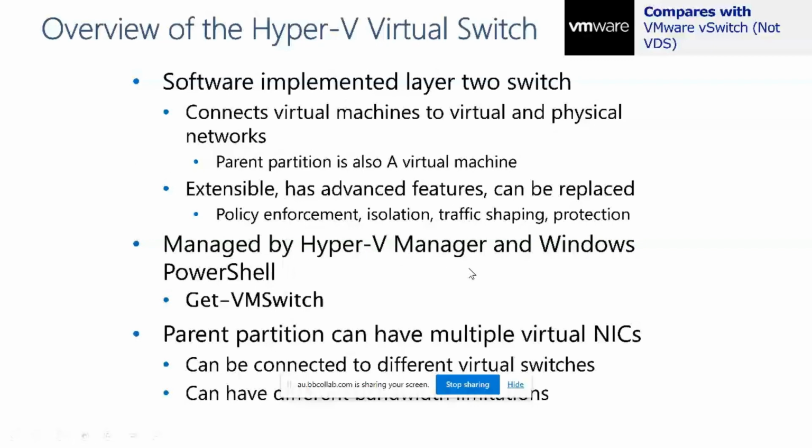It's managed by the Hyper-V Manager software. So that's the graphical user interface, or you can use the PowerShell commandlets like Get-VMSwitch. And get is basically getting information about it. It's a bit like in Cisco, you've got the show command, right? Show this, show that, get is similar in PowerShell.